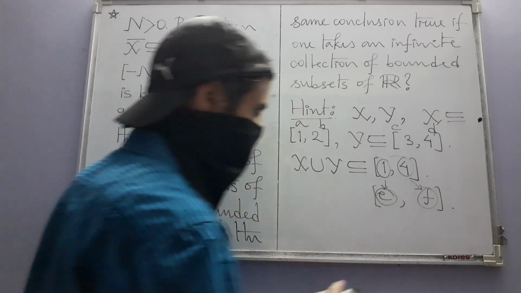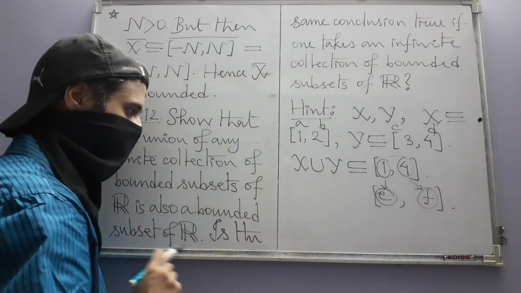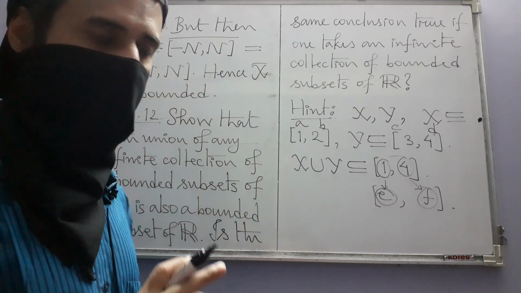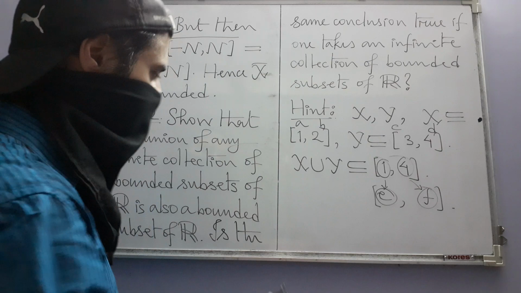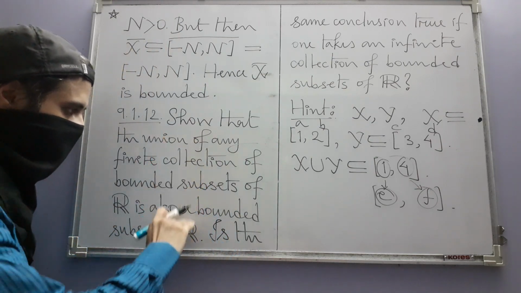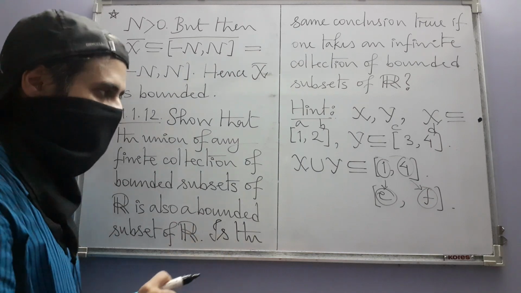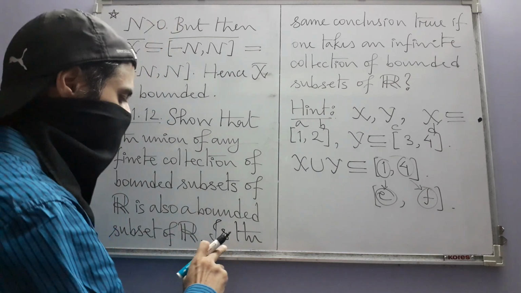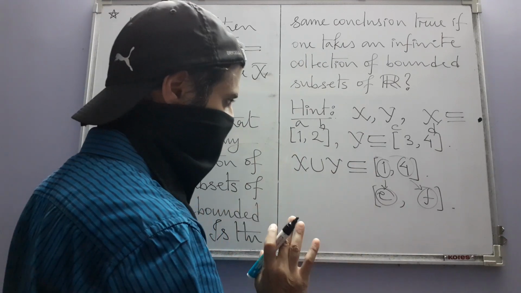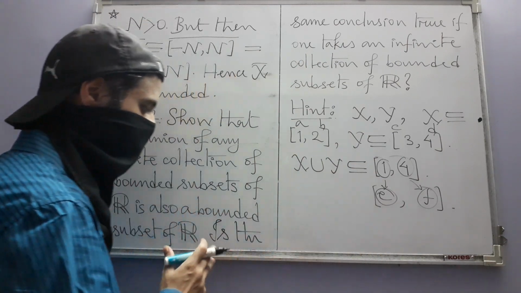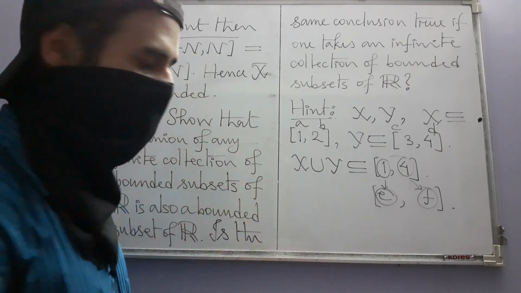Once you prove this, you can then extend this small result by induction to any finite number of bounded subsets, and that will give you a positive answer to this first part. And the answer to this second part is negative: if you consider bounded subsets, fine, but infinitely many, then it's not necessary that their union has to be bounded.